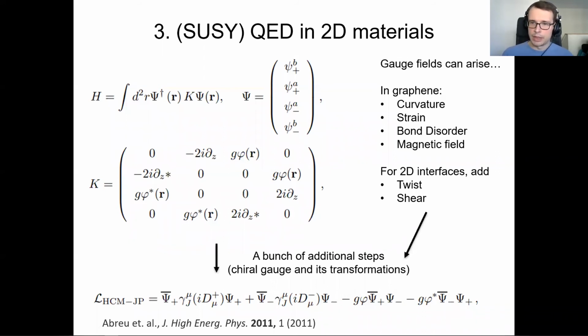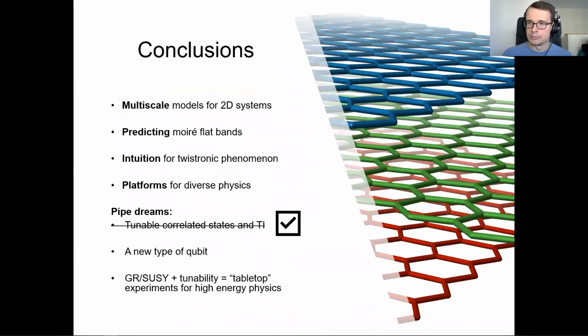Okay, and with that, I'm all done. So today, hopefully, I've given you a good introduction to the multi-scale models for these 2D systems. I showed that you can predict the flat bands. I didn't try to predict the correlated states, but you can predict what the flat bands are. And I gave some intuition for the twistronic materials, and I showed how you can make a lot of different types of physics out of these platforms.